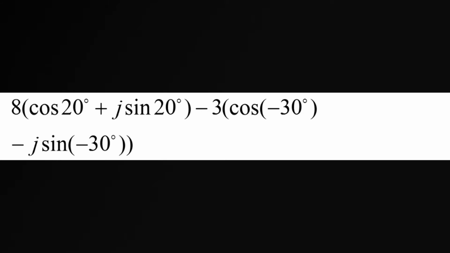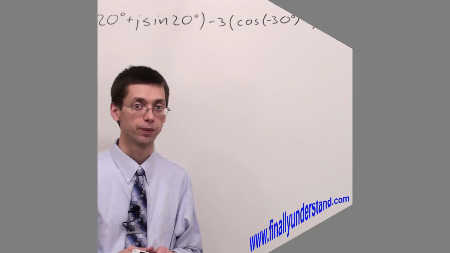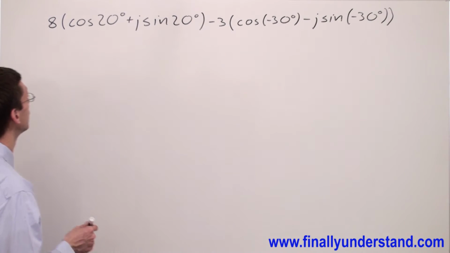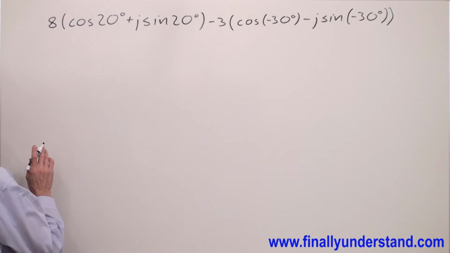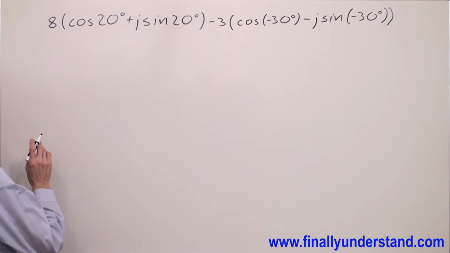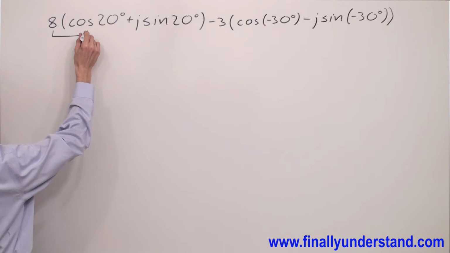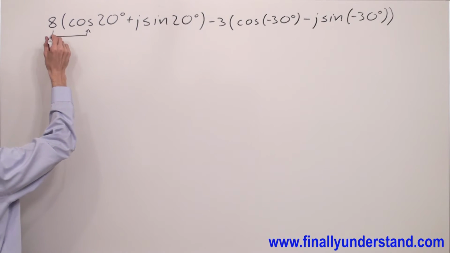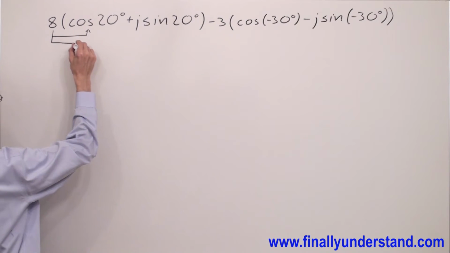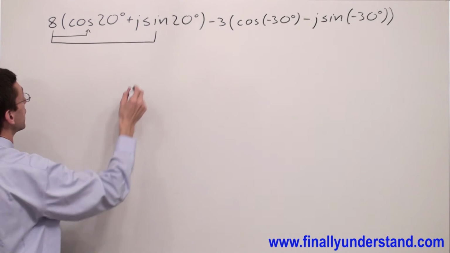This time we're supposed to subtract from each other two trigonometric forms. In order to do so, we're supposed to convert them to rectangular forms first. How can we do that? We simply multiply the coefficient, the magnitude of the phasor, by every term inside of the parentheses.